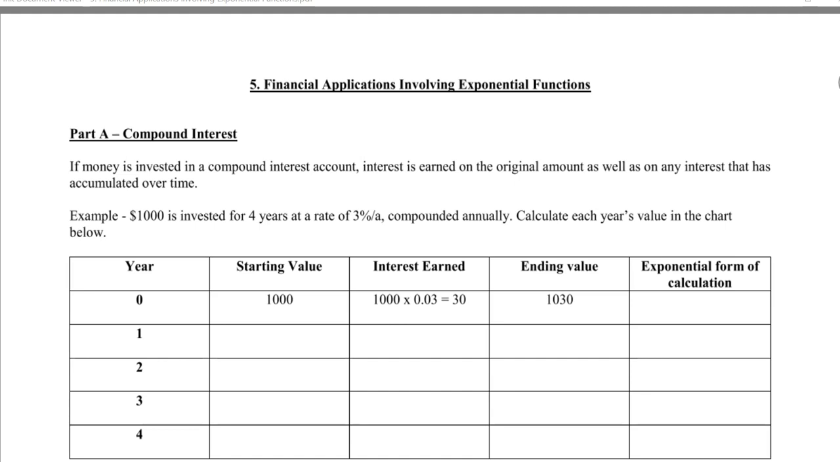So in a compound interest account, interest is earned on the original amount as well as on any interest that is accumulated over time. And this is often paid over different time periods. The one we're going to look at here: if you invest $1,000 for 4 years at a rate of 3% per annum, which comes from Latin for annual, a year, compounded annually. Compounding period is how often they pay the interest, so in this case, the interest would be paid every year.